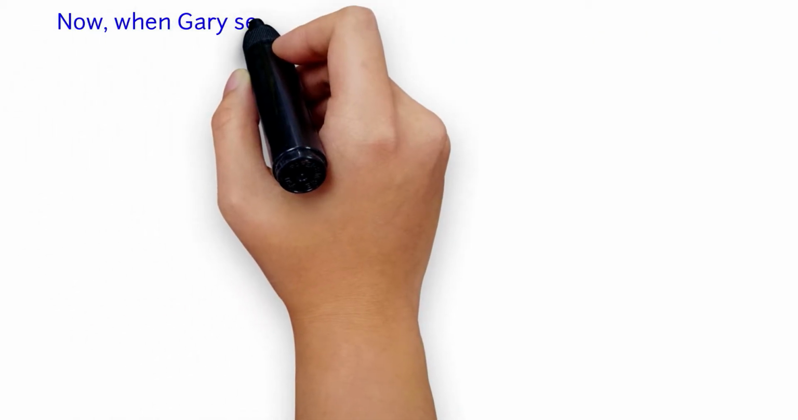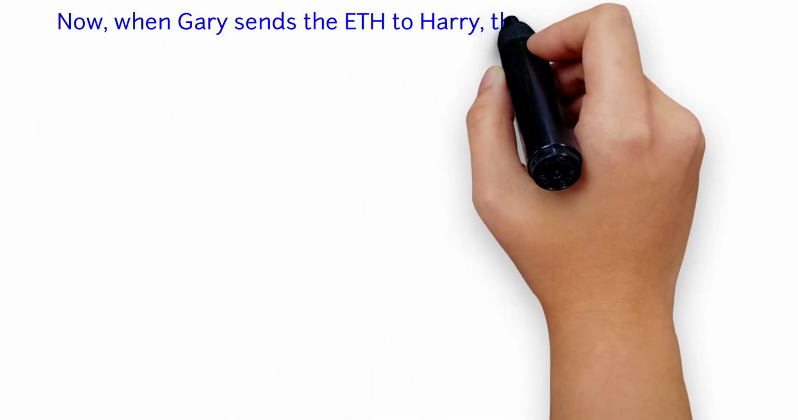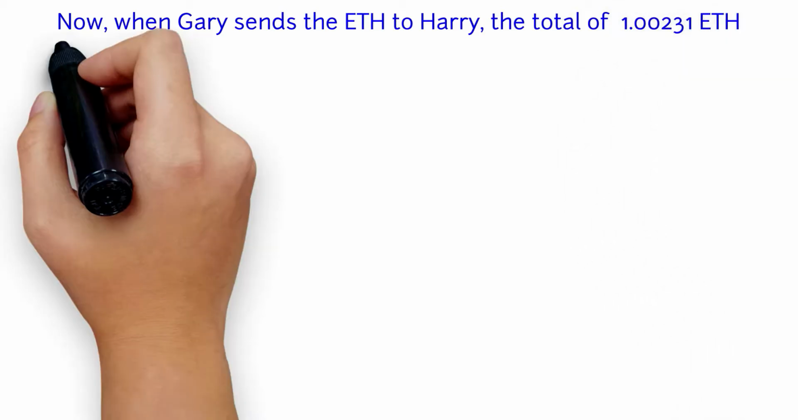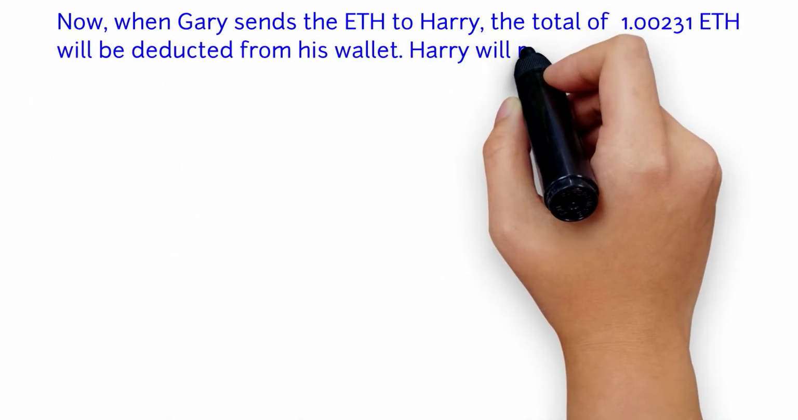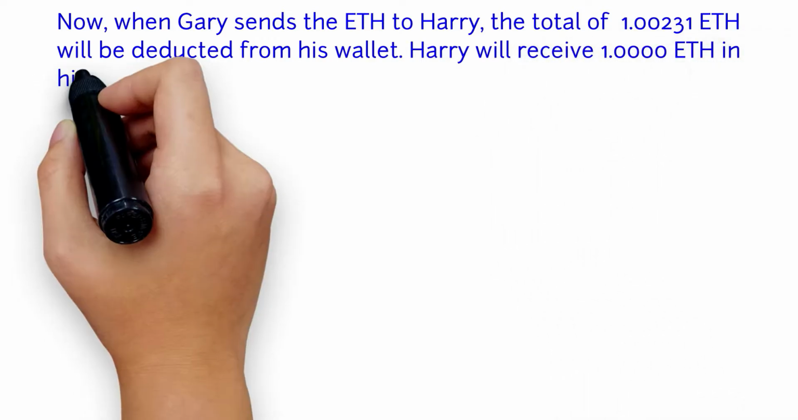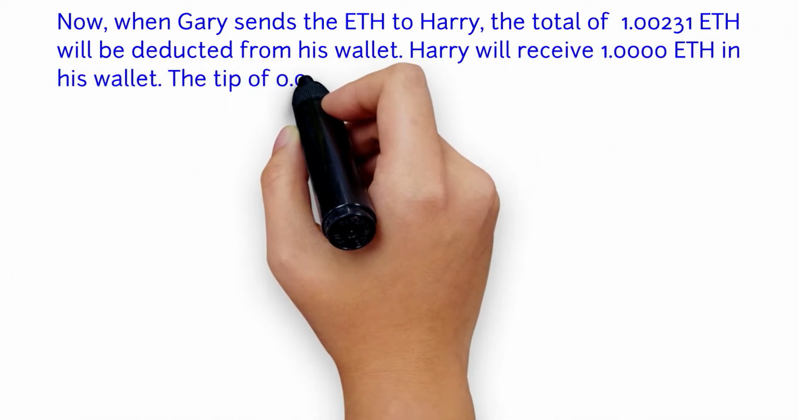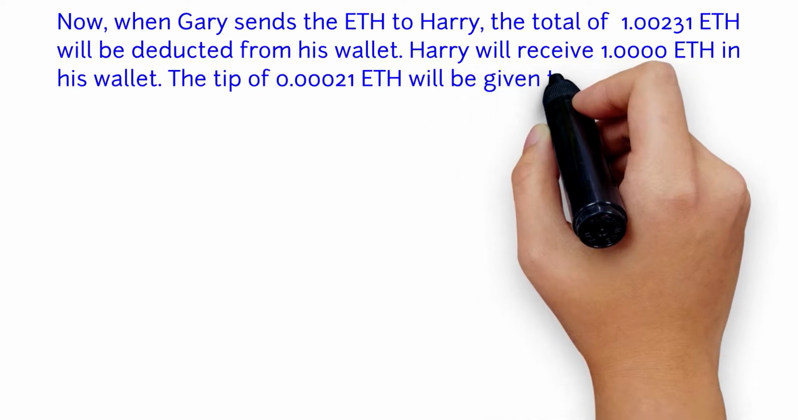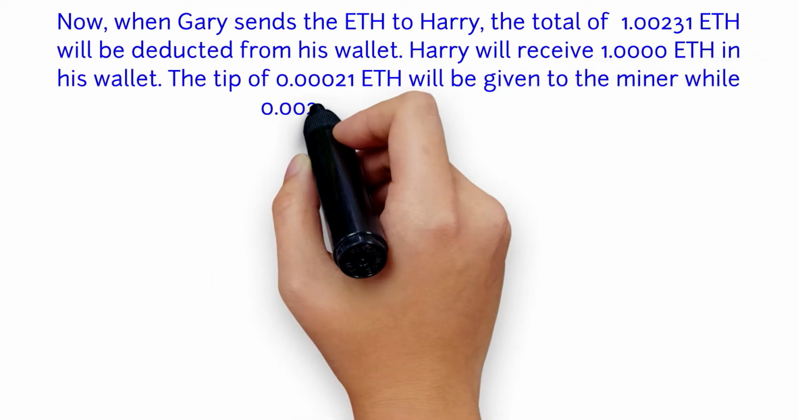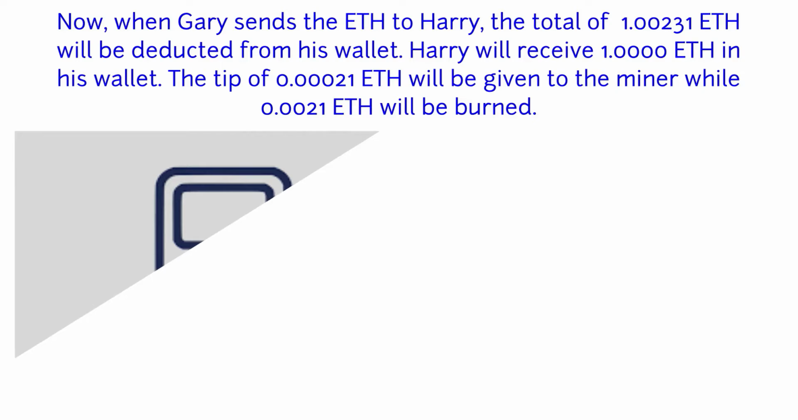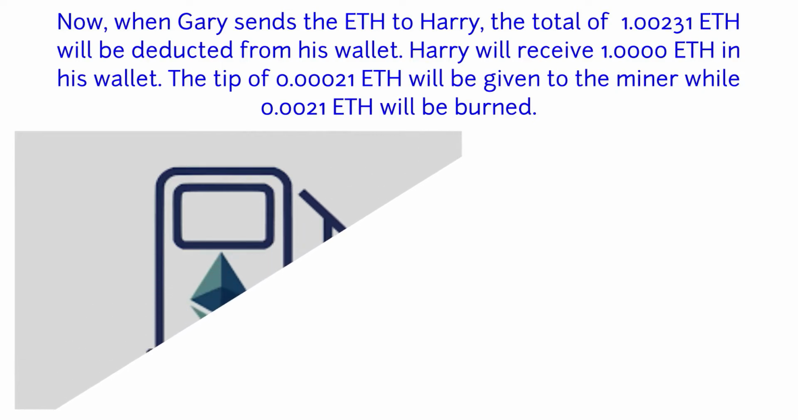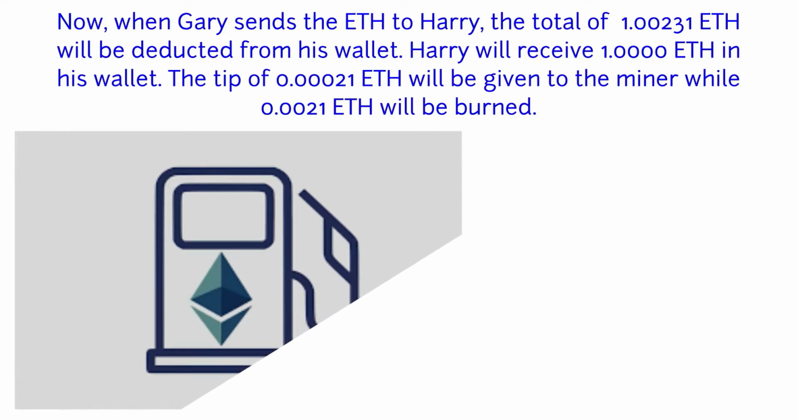Now, when Gary sends the ETH to Harry, the total of 1.00231 ETH will be deducted from his wallet. Harry will receive 1 ETH in his wallet. The tip of 0.00021 ETH will be given to the miner, while the 0.0021 ETH will be burned. The other exception is that Gary can also set the max fee for his transaction. After setting, the difference between the max fee and the actual fee will be reimbursed.